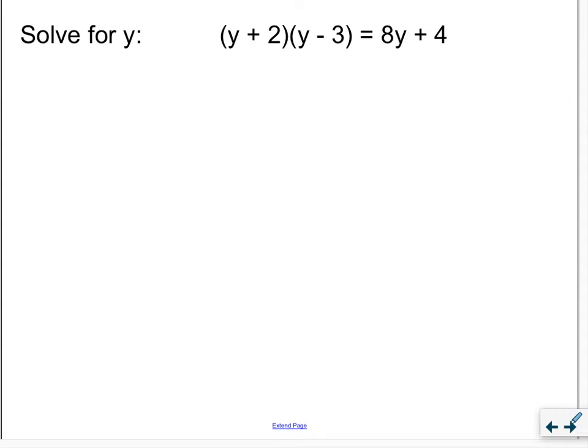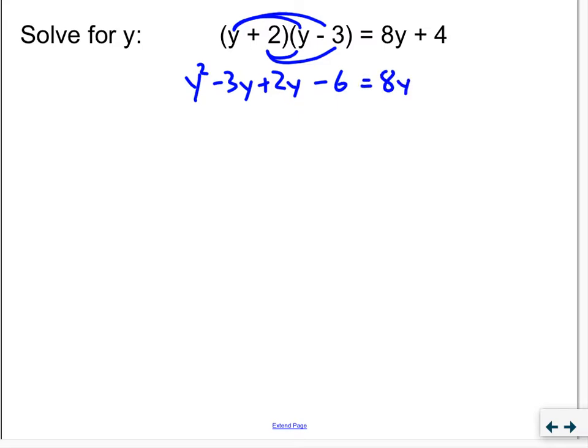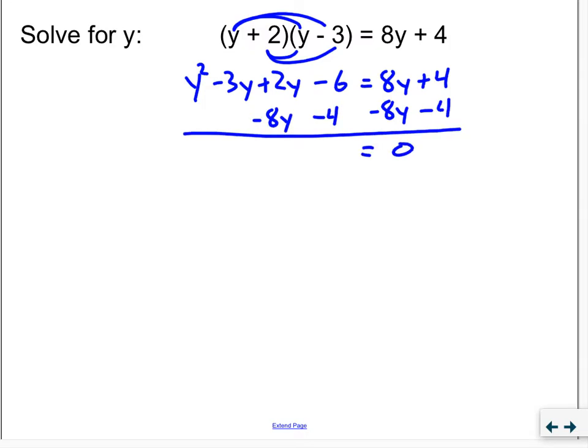Alrighty, so if I do my distributive property, I get y squared. I get a minus 3y. Whoops, y, not x. Y because the variable is y. I get a positive 2y. And I get a negative 6. And that equals 8y plus 4. OK, now I got my quadratic equation. Set it equal to 0. I get 0 over here.